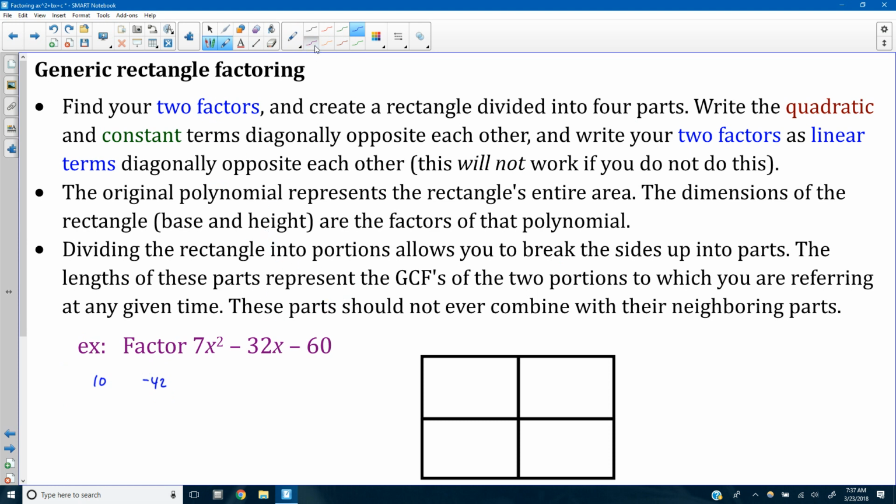So we have the 7x squared. I'm going to go ahead and write it in this corner. Now, it doesn't matter what corner you start it in. It just matters how the other terms relate to it. There's the 7x squared.